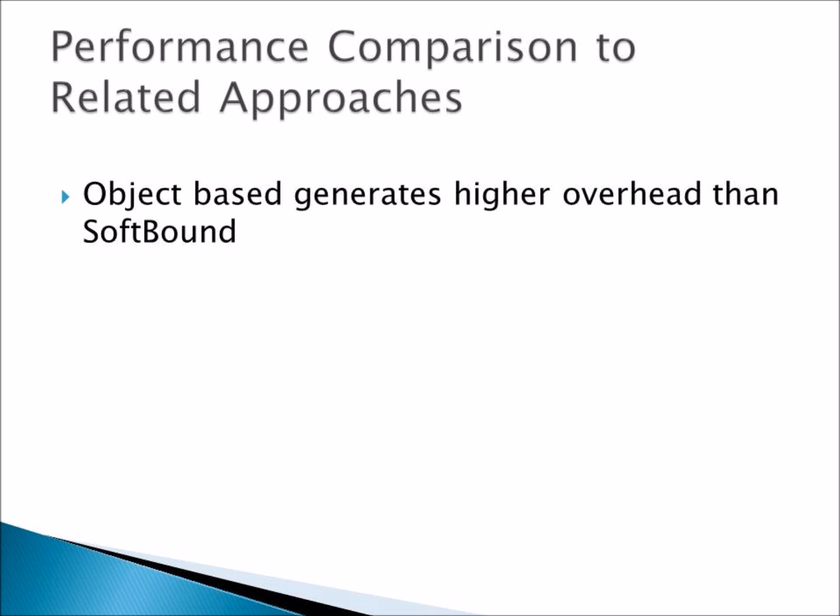From the comparison to related approaches, it can be seen that object-based approaches generate higher overhead than the Softbound solution. This overhead is on average 12, 24 or 7 times higher depending on the used compiler.